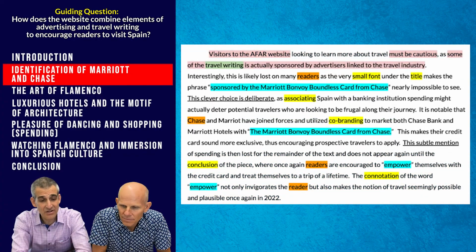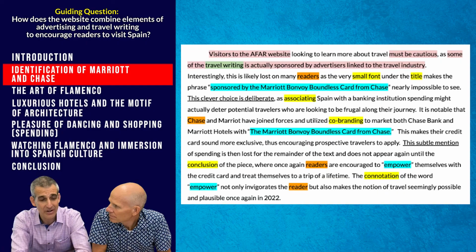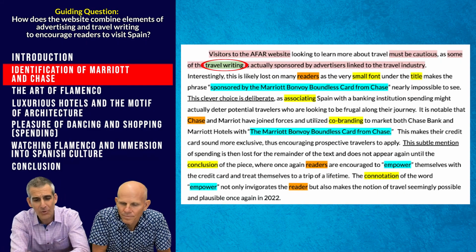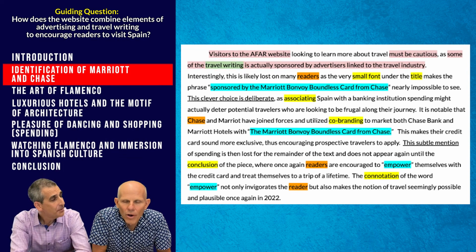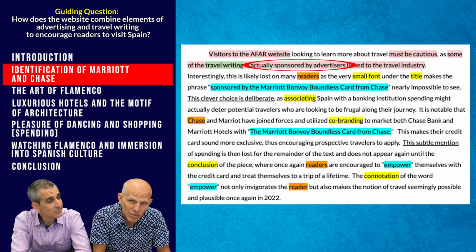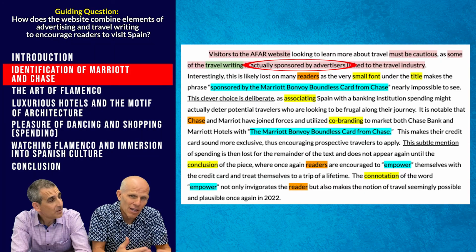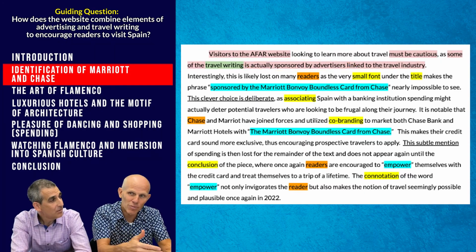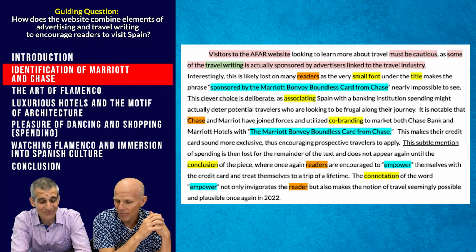It says, visitors to the Afar website looking to learn more about travel must be cautious, as some of the travel writing is actually sponsored by advertisers linked to the travel industry. I like how they have the guiding question, travel writing, linked in there. What's their rich idea here, Giles? Well, the whole rich idea is this almost deceptive advertising element in this particular text. We see this often where we have these things that pose as articles, but actually are advertisements.